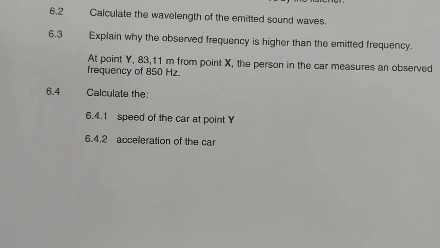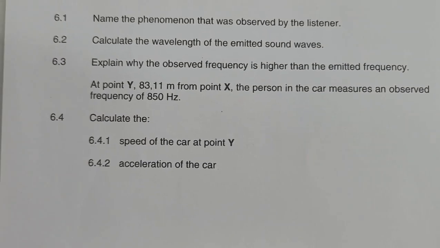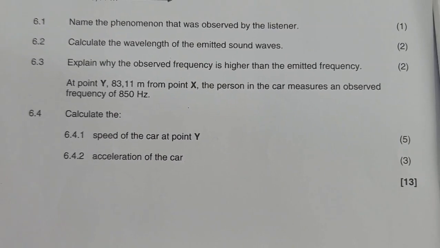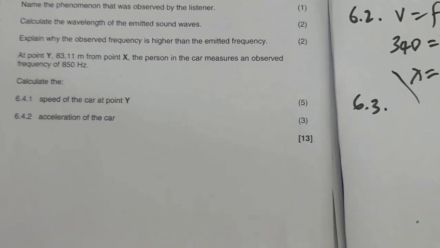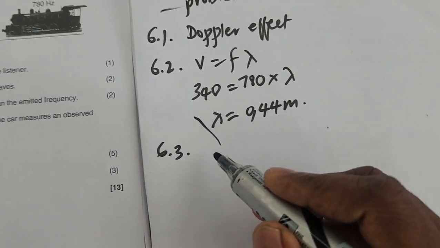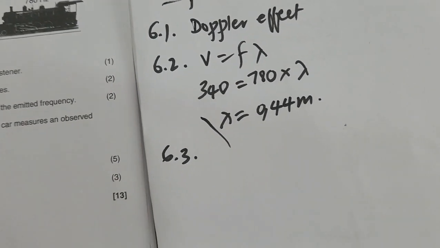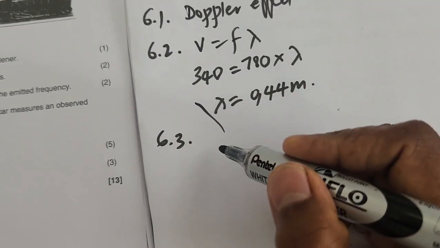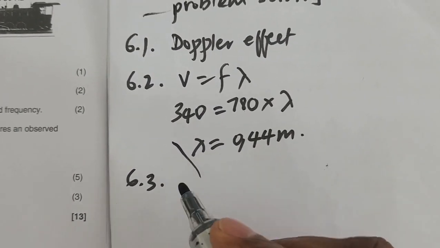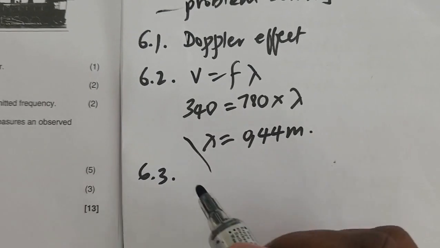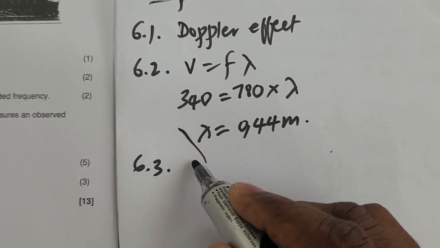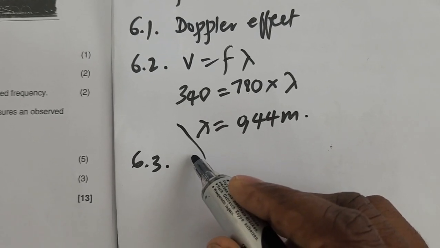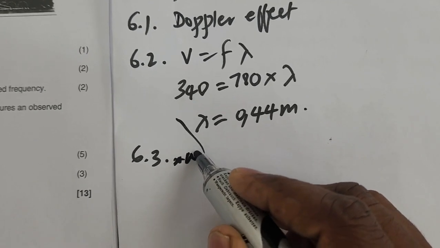6.3. Now they say to us, explain why the observed frequency is higher than the emitted frequency. In this case, why is it higher? We said once there are three things: motion, frequency, and wavelength. Now the motion is towards, that is given. So why the frequency is higher, it is because the wavelength is decreased. Wavelength, that's the first point.